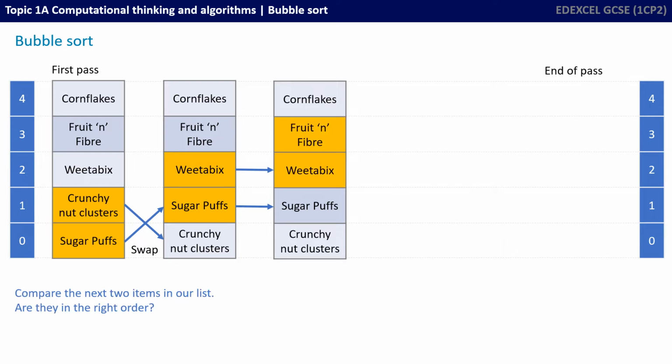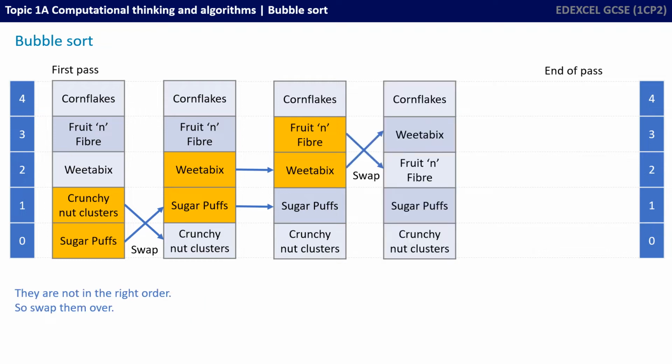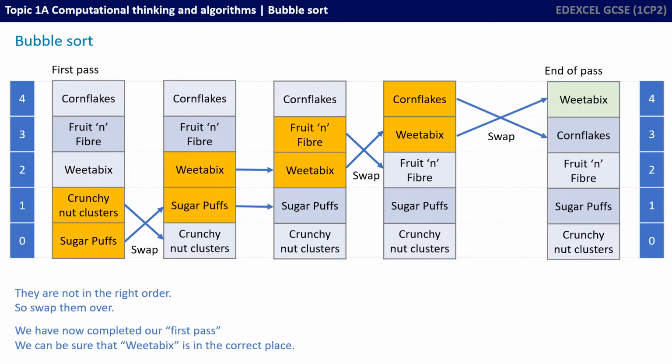We now compare the next two items in our list, Fruit and Fibre and Weetabix. Are they in the right order? Well, they're not in the right order, so we swap them over. And finally we compare the last two items in our list, Cornflakes and Weetabix. Are they in the right order? Well, no, they're not, so we swap them over. Now we've completed what we call our first pass. Now what we can be sure of is that Weetabix is now in the correct place. In effect, it's bubbled up to the top of the list.